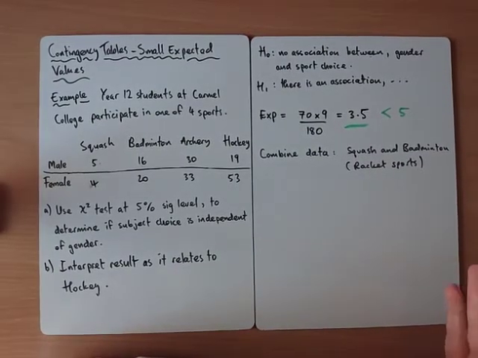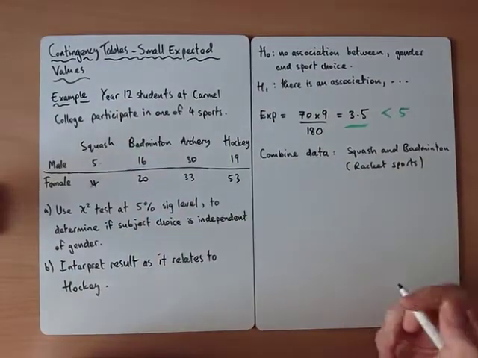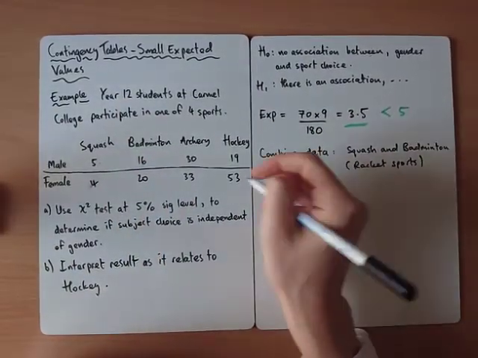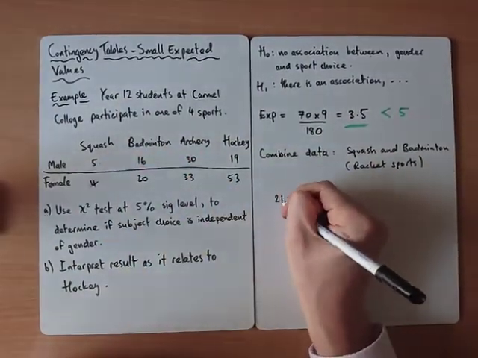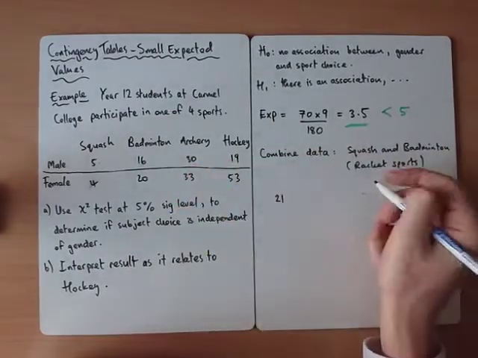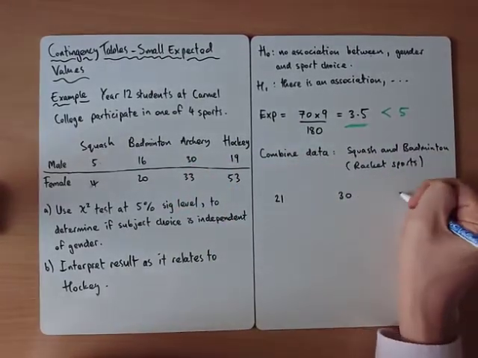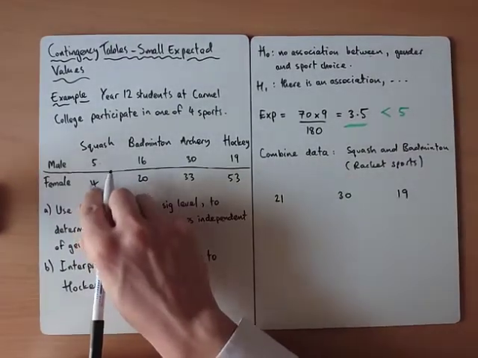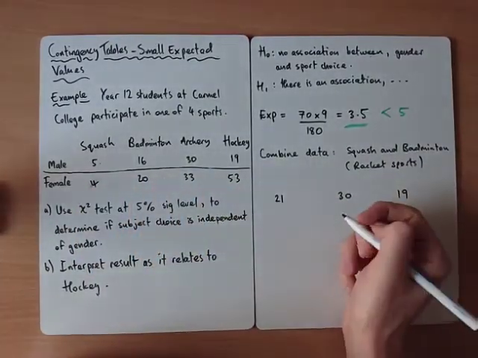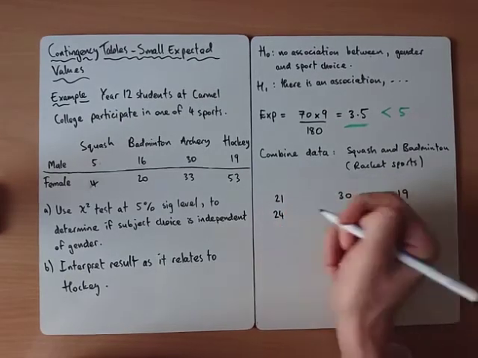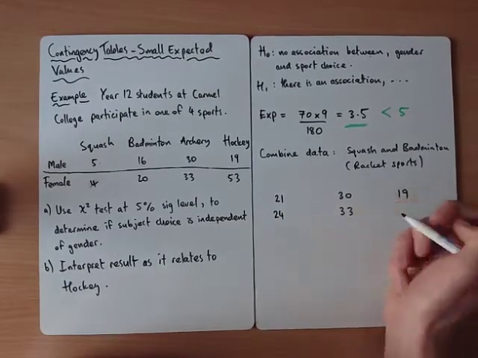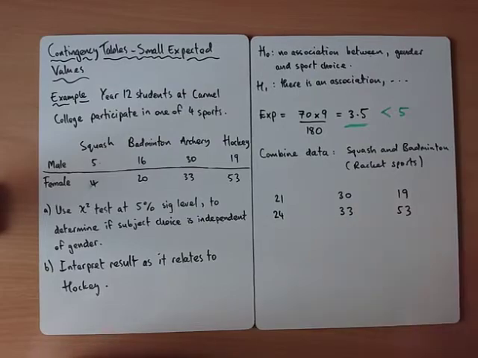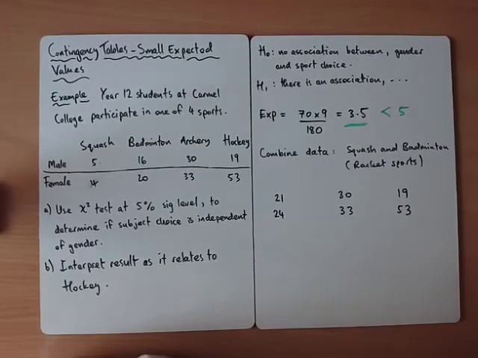Now all that we do here is add them together and write out a new table. So 5 plus 16, we've got 21, then we've got 30, and we've got 19. 4 female squash, 20 badminton female, so that'd be 24. And 53. So this is going to be the table that forms our calculation.